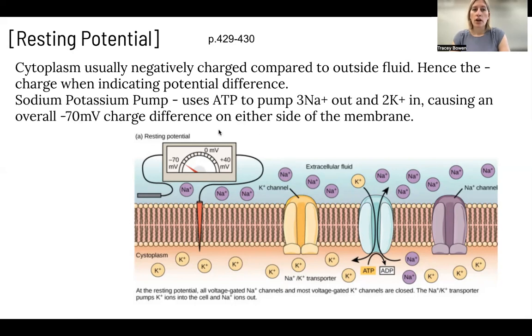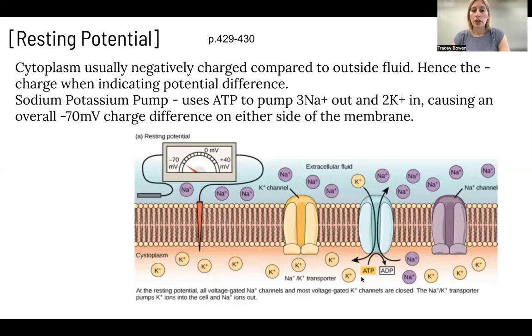And there are protein pumps inside the membrane that are going to use ATP, and they are going to move sodium and potassium in different directions. They're going to cause an overall charge difference of negative 70 millivolts across the membrane. Those sodium potassium pumps are pumping sodium out into the fluid surrounding the neuron, and they're pumping potassium ions in. But you can see here 3 sodium go out and 2 come in.